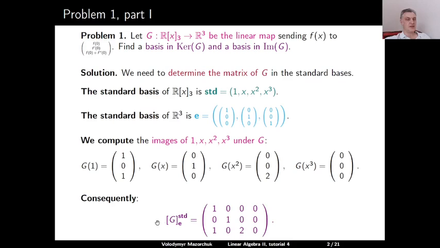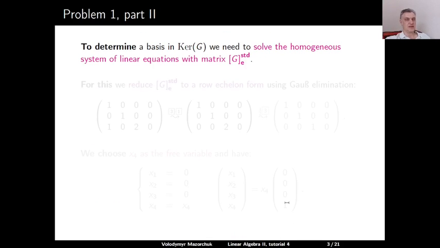Consequently, the matrix of G in the standard basis is the following matrix, which we read column-wise: 1, 0, 1, 0, 1, 0, 0, 0, 2, 0, 0, 0. So these are just these four vectors assembled as columns into a matrix. Now, if we want to determine a basis in the kernel of G, we need to solve the homogeneous system of linear equations whose matrix is the matrix of G in the standard basis.